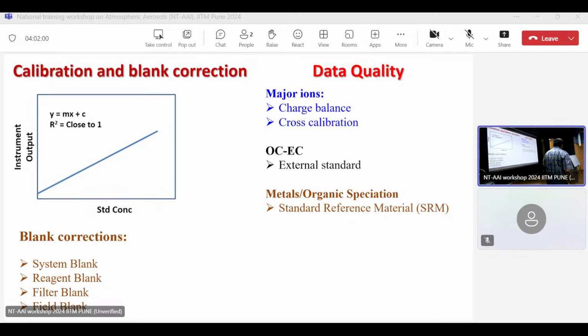For metal and ion analysis, I'm asking you to use the standard level. Earlier I was saying you can simply use the salts, the ammonium sulfate, sodium chloride, etc. Here I am not saying that simply use some compound and then measure. Try to use the standard level. Why? Because here the matrix is also important. Now, what is matrix? That's the problem.